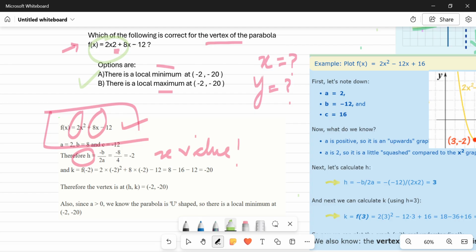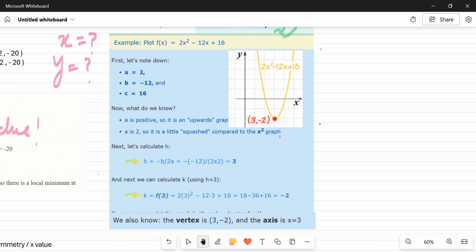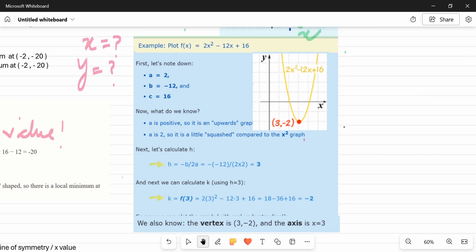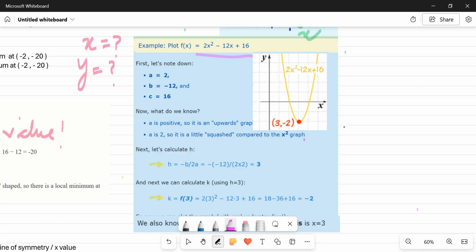Okay, we will solve another example. This is the question given to you here, and in this question, a is 2, b is minus 12, and c is 16. Now a is positive because it opens upwards. The graph shows it's upward, and with 2 it's a little squashed compared to the x squared graph.